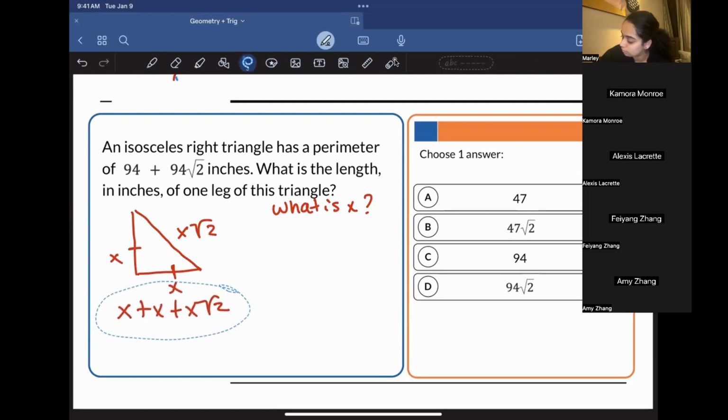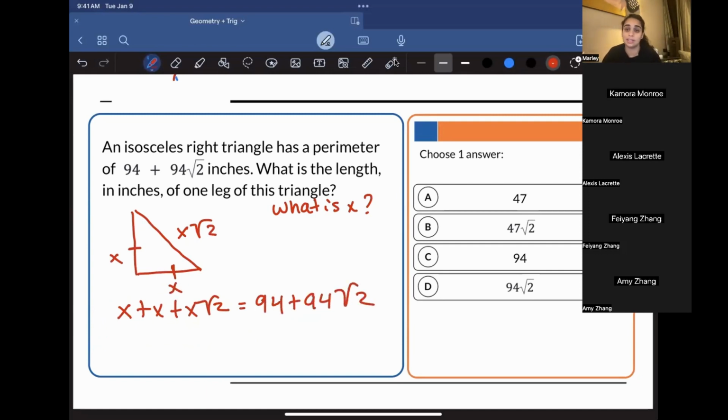So this equals 94 plus 94 root 2. Now, if you sit here and look at it, the roots make this frustrating. And so you can go ahead and solve. But what I found a lot easier is to just plug these numbers in for X kind of mentally and see what comes out. And so if it's X and X, and let's make this X and this X root 2, then the sum of that would be this. So if we go to A, it's 47, 47, 47 root 2.